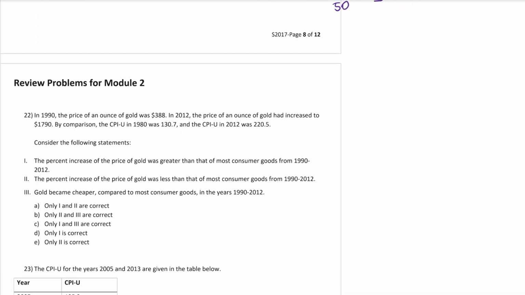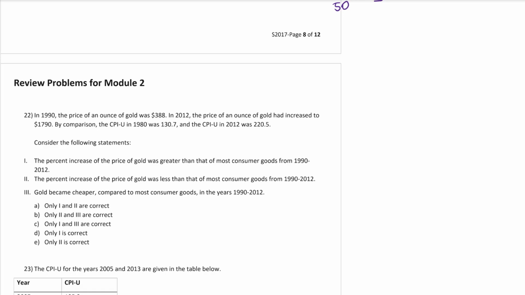All right, here we go. Not 22. In 1990, the price of gold was $388. In 2012, the price of gold had increased to $1,790. By comparison, the CPIU numbers are given as well. And it's asking us to do these statements. We want to compare the percent increase between those two periods of time. So it asks us to calculate the percent increase.